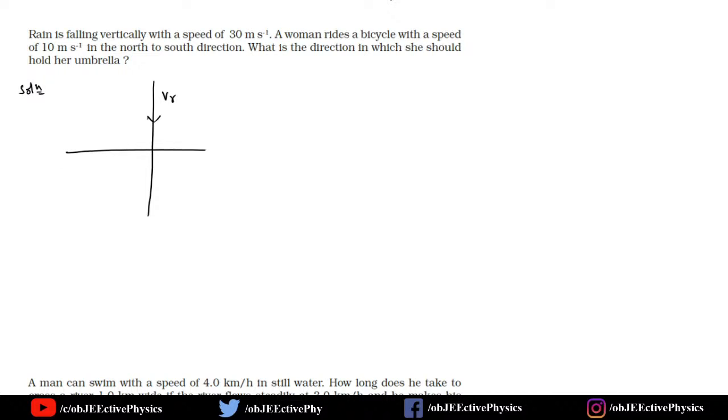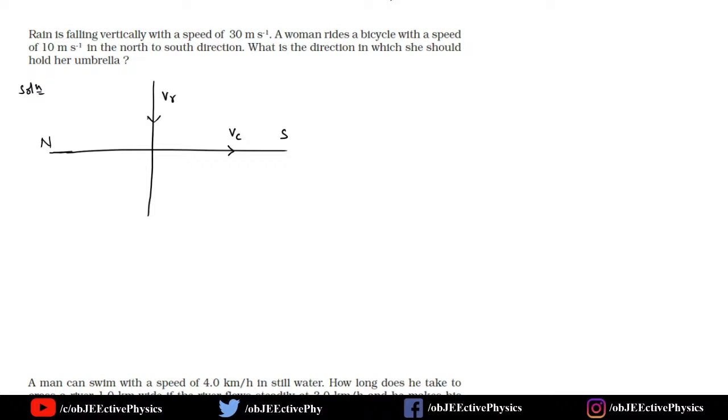And here, a woman rides a bicycle. The cyclist is moving from north to south. For convenience, let us take this horizontal line as north to south, with the cycle velocity Vc. Let us assume that Vc is the speed of the cyclist. The umbrella should be held in the direction of the relative velocity of these two. Vr is the velocity of rain, and Vc is the velocity of the cyclist.